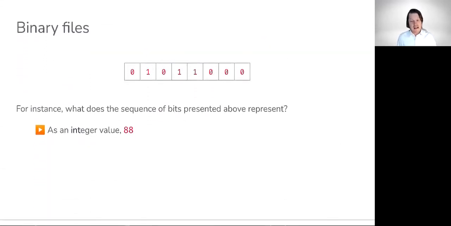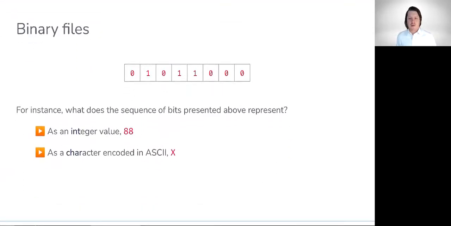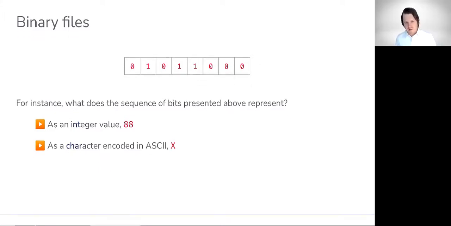Well, if we were to interpret it as an integer, we get the value 88. If we were to interpret it, and this is just a single byte, 8 bits, as a character encoded in ASCII, we get the character X back. That's what it essentially would map to: the 88 integer value, when interpreted as a character, maps to the ASCII value of X.